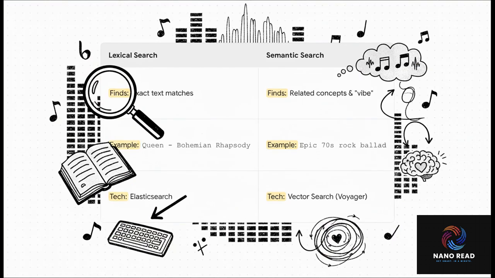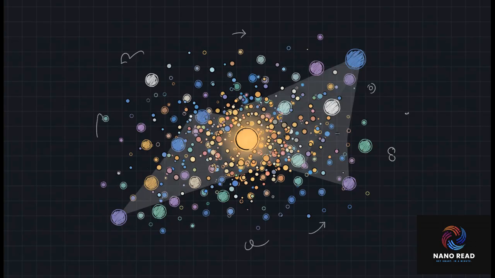The first is what you'd expect, lexical search. You type in Queen, Bohemian Rhapsody, and it finds the exact text. Easy enough. But where things get really powerful is with semantic search. This is where you can search for a vibe, like epic 70s rock ballad, and the system actually understands your intent. And the engine behind this is something called Voyager, which is Spotify's own custom-built system.